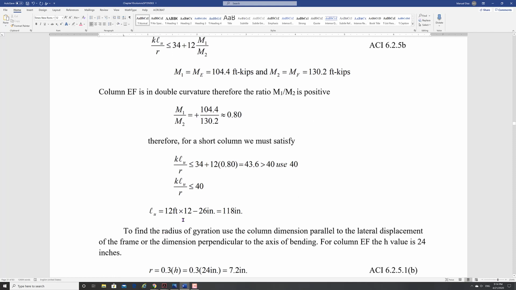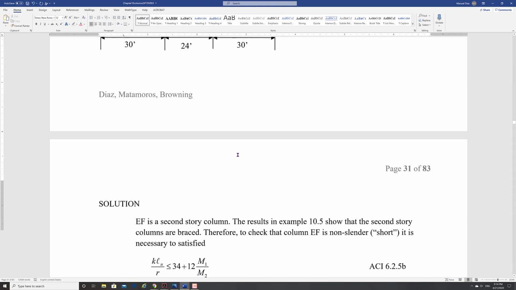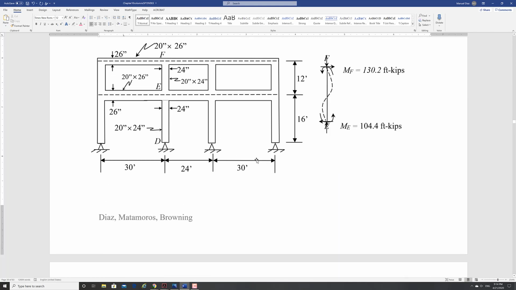Okay, we find Lu again. So we get 12 minus half of the beam, which is 13 inches, and half of the beam in this direction, another 13 inches. So that's 26, because remember, we want the clear value, right? So it's 12 minus 13 and minus 13.